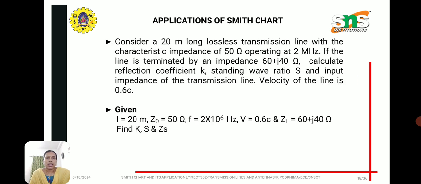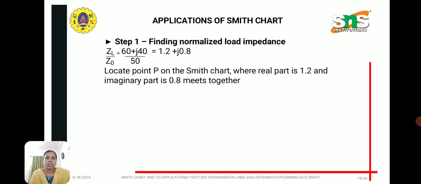We can see an example problem here. This is used to solve for the reflection coefficient and standing wave ratio using the Smith chart. The given values are length 20 meters, Z0 characteristic impedance is 50 ohms, and frequency is 2 megahertz. It is solved by first calculating the normalized impedance ZL by Z0, and we have to locate this point P on the Smith chart. The point P is mentioned in this diagram.